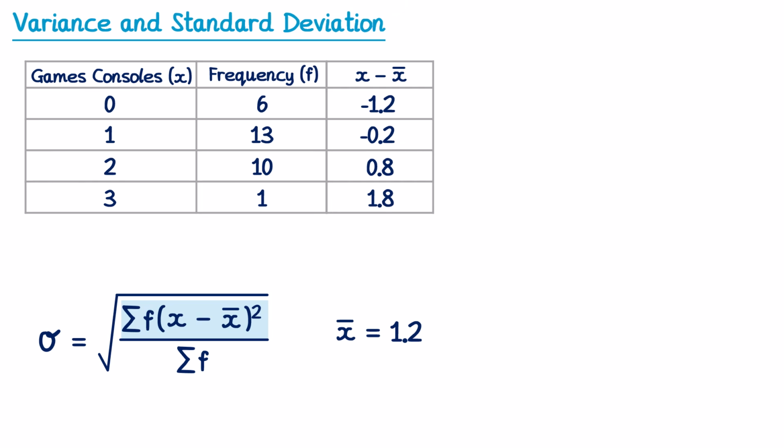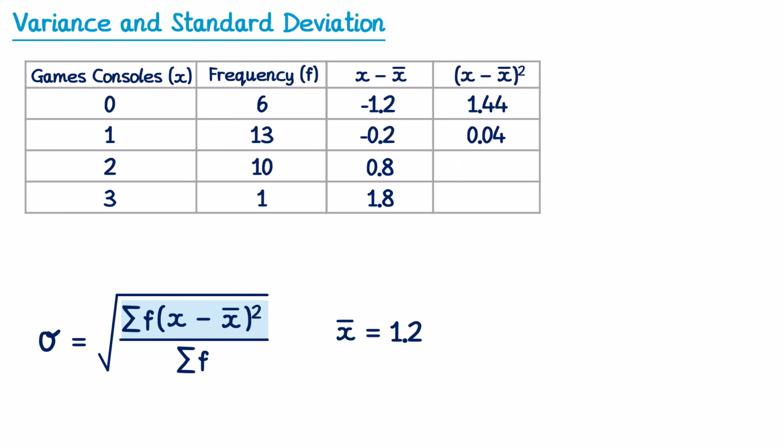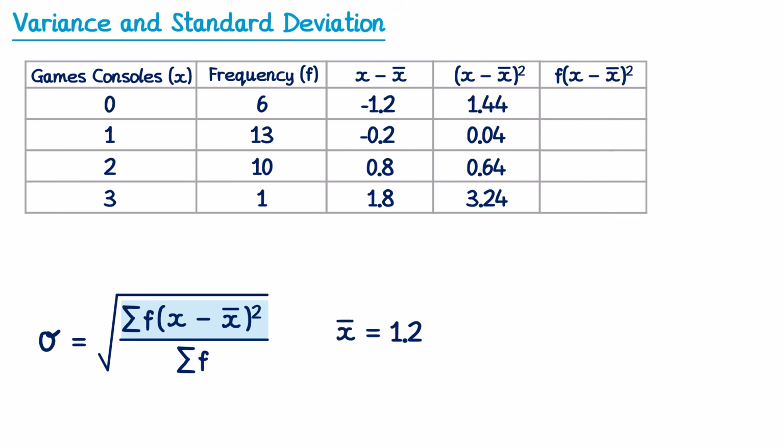Then in the formula, we need to do (x minus x bar) all squared, so we just square each of these values. The square of negative 1.2 is 1.44, the square of negative 0.2 is 0.04, 0.8 squared is 0.64, and 1.8 squared is 3.24. Next we need to do f lots of (x minus x bar) all squared. So we'll add an extra column, and we'll multiply the f column, the frequency, by (x minus x bar) all squared. So 6 multiplied by 1.44, 13 multiplied by 0.04, 10 multiplied by 0.64, and 1 lot of 3.24.